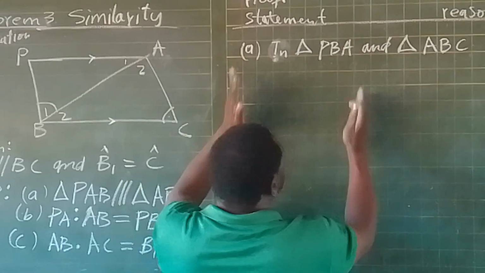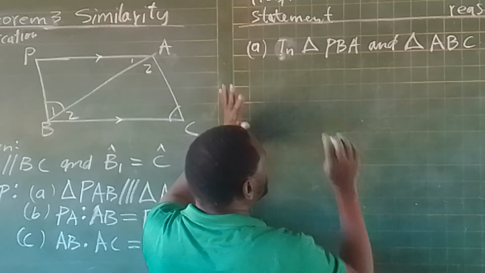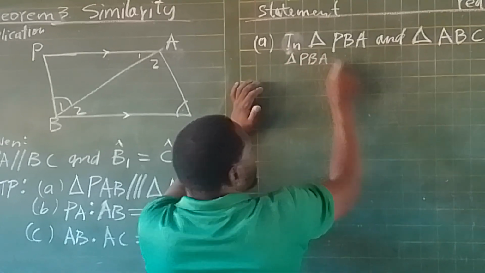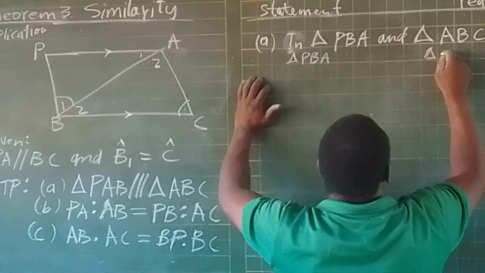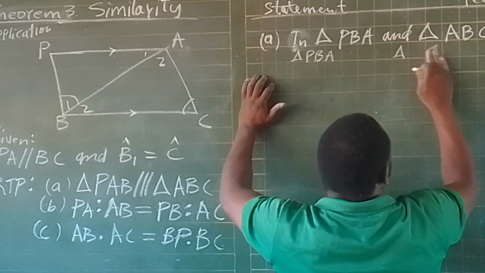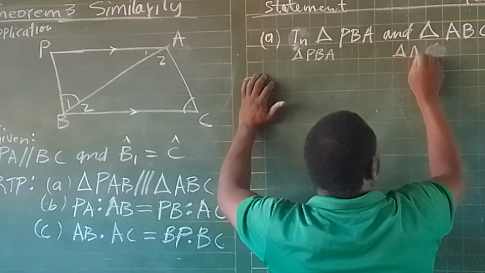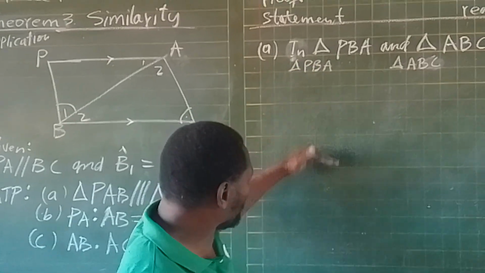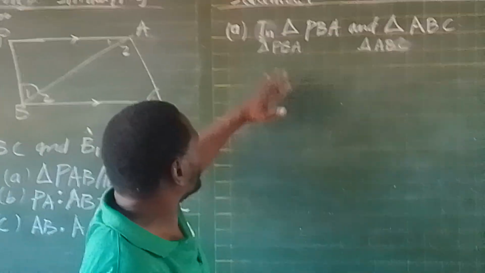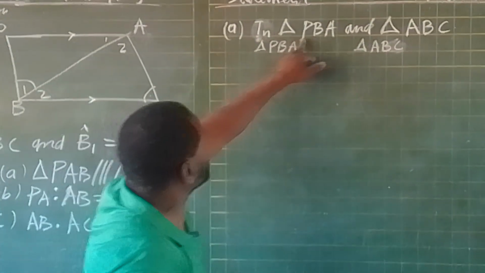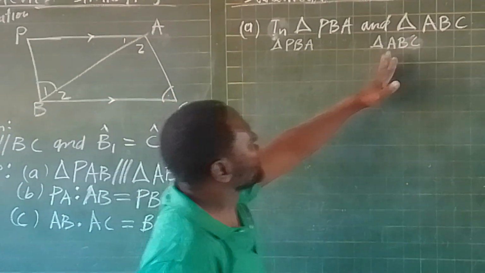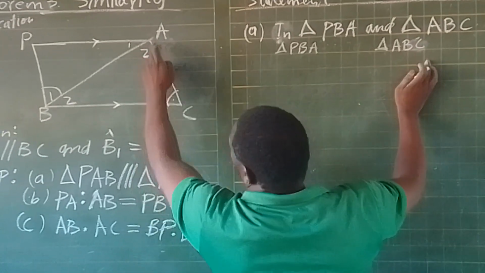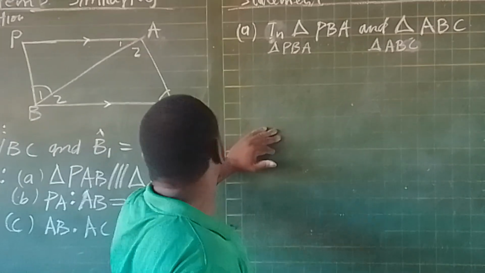Triangle PBA. Please make sure that you do this in the exam or when you practice: triangle PBA and triangle ABC. The angles or the sides that you are going to write on this side must correlate. They must be involved in triangle PBA, and the ones that you are going to equate them to must be from triangle ABC. As you can see, we are going to do that.